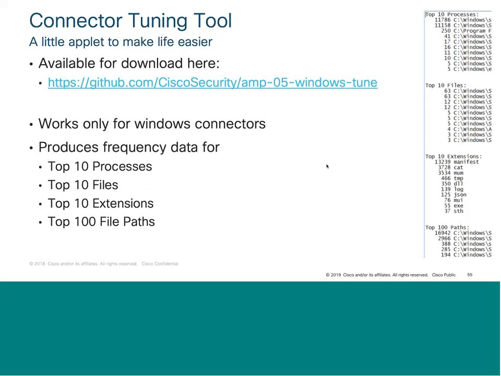So this is what the tuning tool looks like and the output that you'll get. It's available at this GitHub location. It's our Cisco Security GitHub. It's called Windows Tune. It's an AMP level 5 script written by our support team.